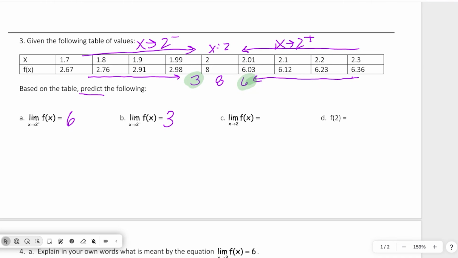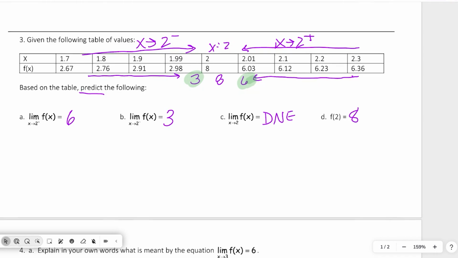The limit as x approaches 2, this is where it only exists if the left and right-hand limits agree, which they do not. The right-hand limit is 6 and the left-hand limit is 3, so this limit does not exist. But even if the limit doesn't exist, we can still have a value for the function there. The value of the function when x is 2 is 8. And so that is the actual value of the function.